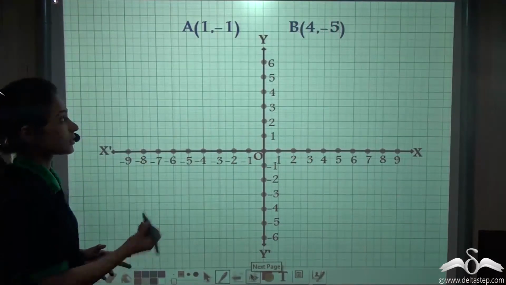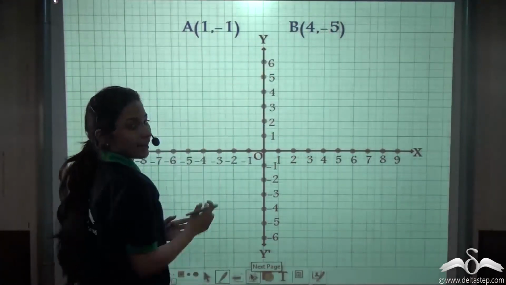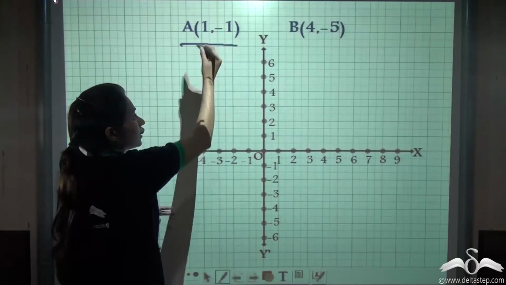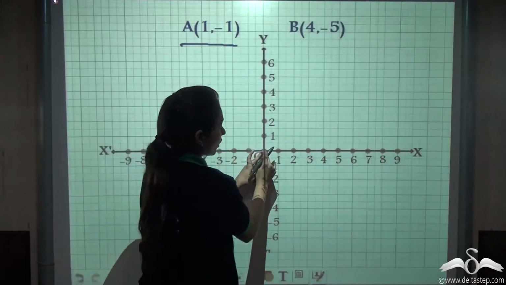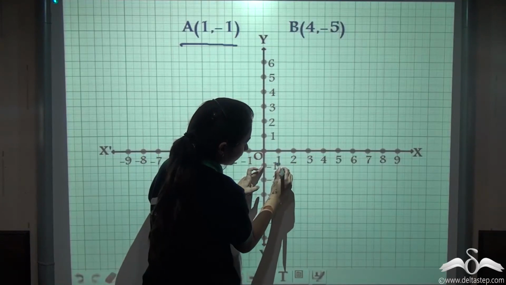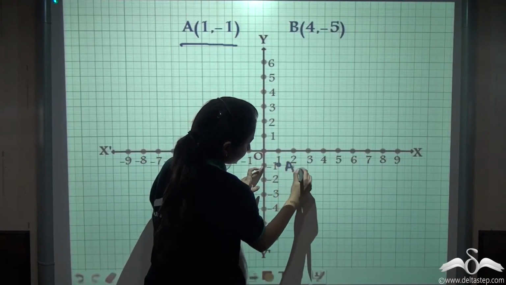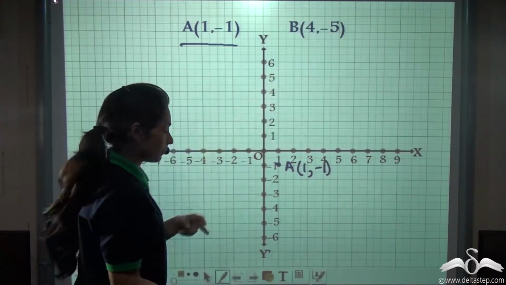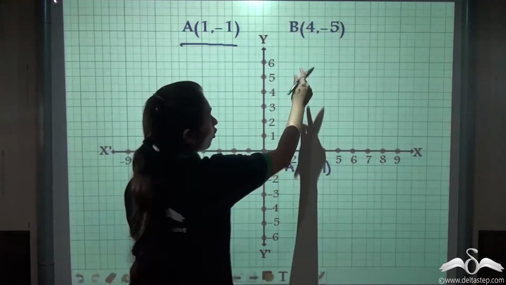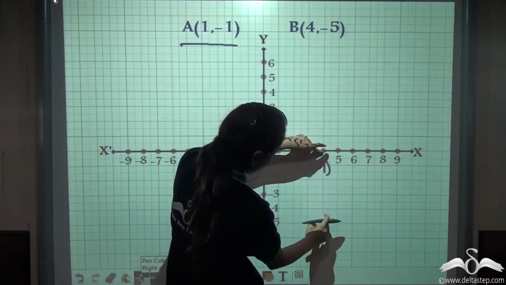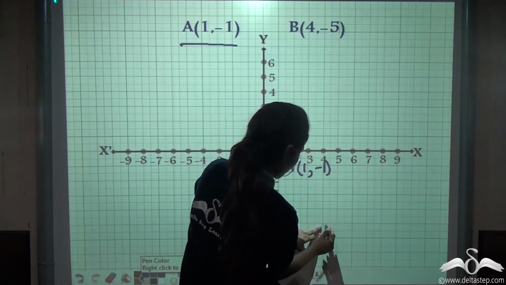Let us plot this. We have named these points as A and B. So let's first plot point A. That is 1 comma minus 1. So 1 on the x-axis and minus 1 on the y-axis. So we get this point here. Similarly, plot point B. That is 4 comma minus 5. So 4 on the x-axis and minus 5 on the y-axis. We get it here.